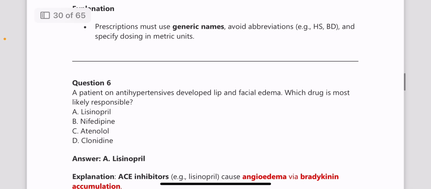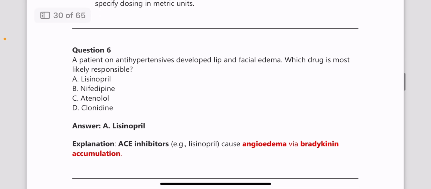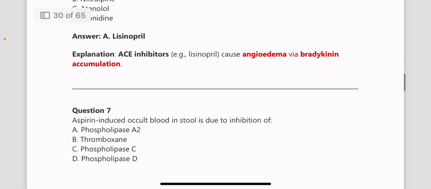Next question, a patient on antihypertensives developed lip and facial edema. Which drug is responsible? So this is a very famous side effect of ACE inhibitors. Please learn. It is angioedema, and it is caused via the bradykinin accumulation. So here the example of ACE inhibitor is lisinopril.